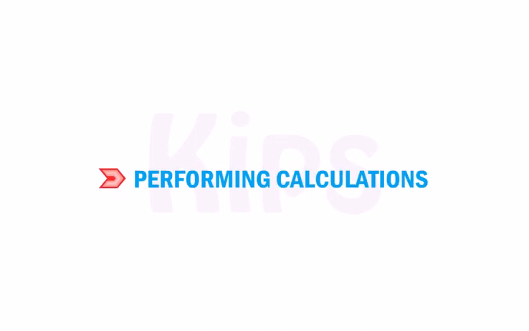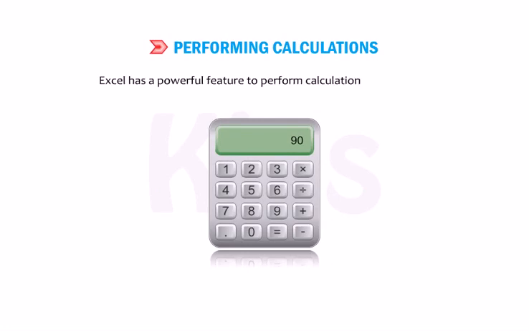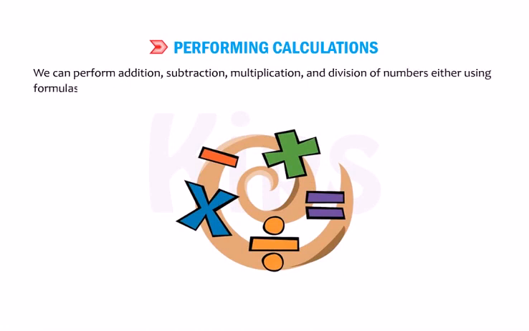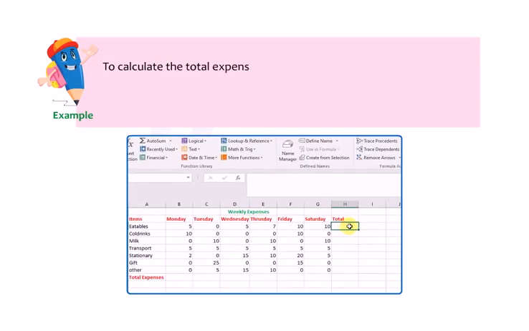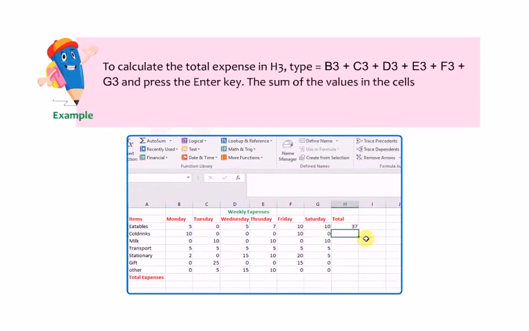Let us understand how to perform calculations. Excel has a powerful feature to perform calculations on the data. We can perform addition, subtraction, multiplication and division of numbers either using formulas or using functions. The result of the calculation is displayed in the cell where the formula is entered. Example: to calculate the total expense in H3, type B3 plus C3 plus D3 plus E3 plus F3 plus G3 and press the Enter key. The sum of the values in the cells B3 to G3 is calculated and displayed in the cell H3.